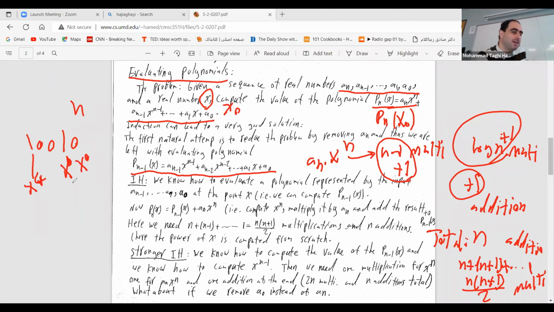So you have x, then x to the 2, x to the 4, and you just multiply those that are in the binary representation of n. These are the ones, you just multiply those. So in particular here, you just multiply x and x to the 4. And you have at most log n powers of x that you need to compute.